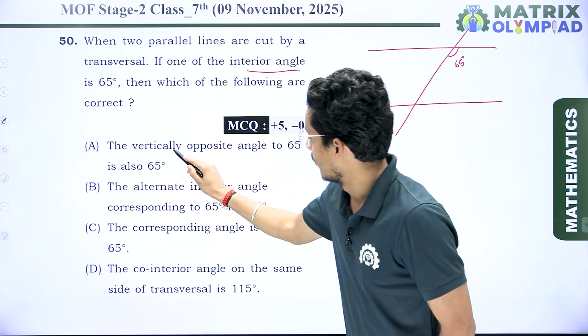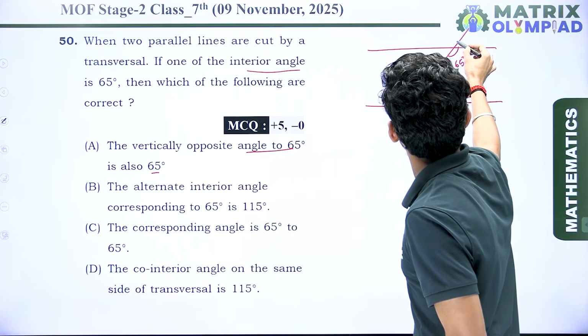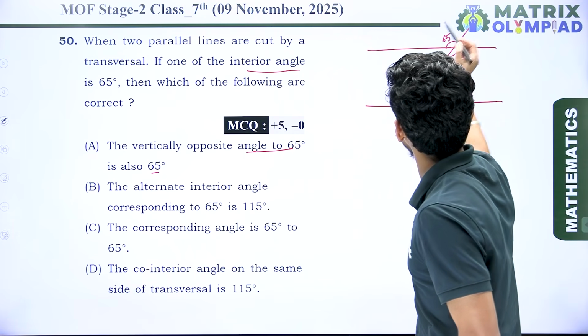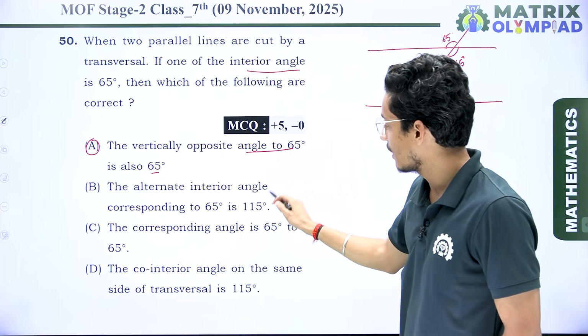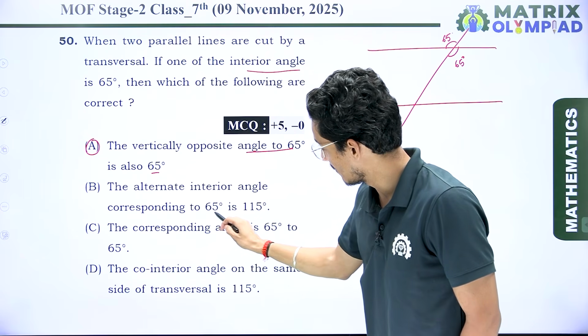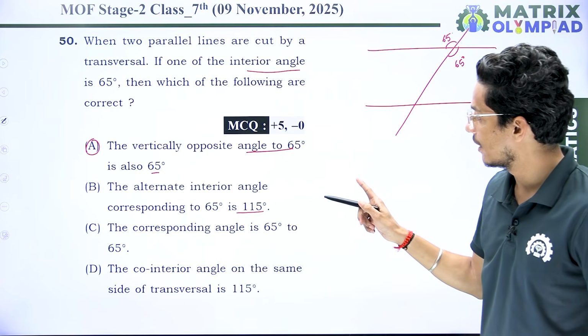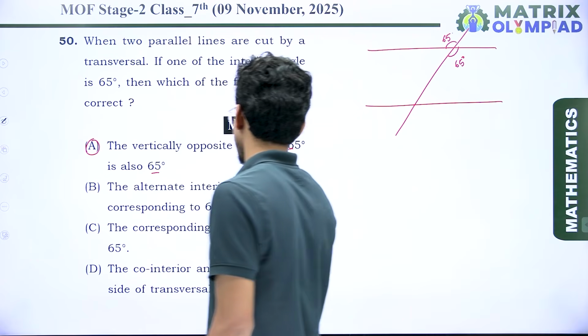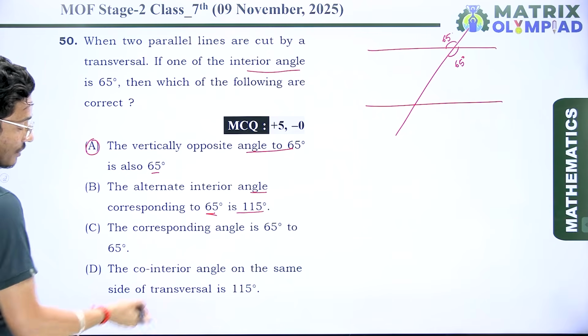Okay, so the vertically opposite angle to 65 degree is also 65. So the vertically opposite angle, this one, is also 65. Yes, this one is true. It means this is correct. The alternate interior angle corresponding to 65 is 115 degree. Again read, the alternate interior angle corresponding to 65 is 115. No, this one is not correct.